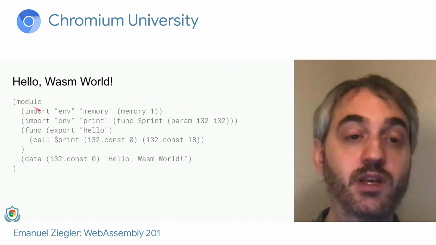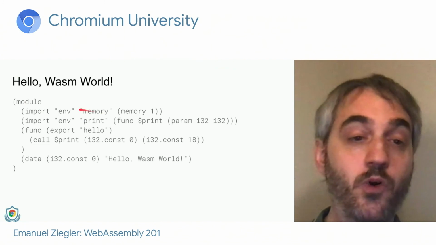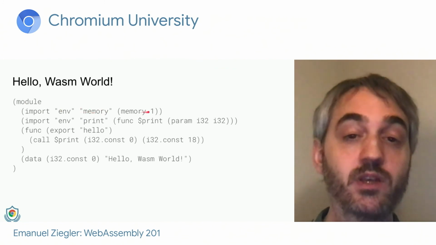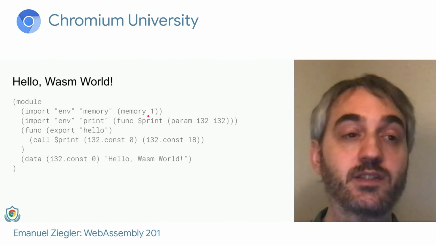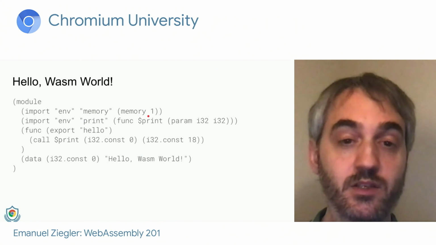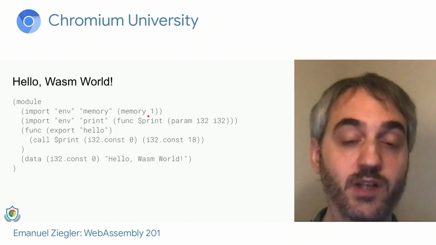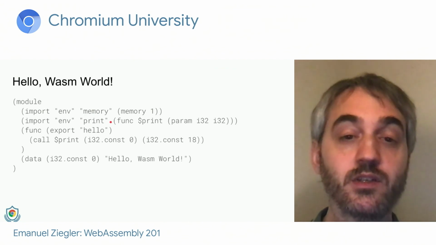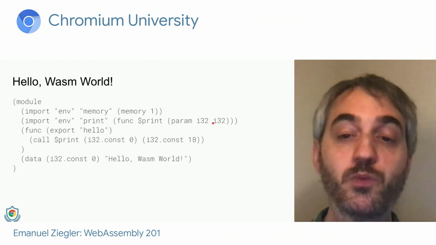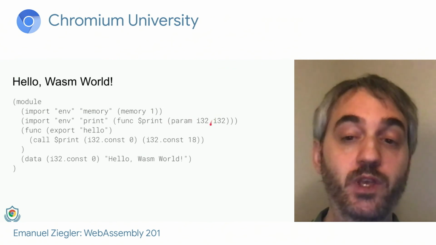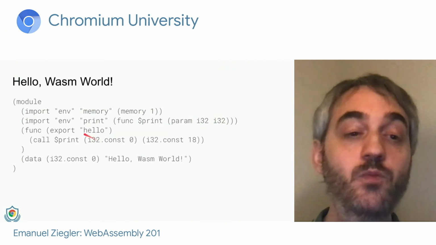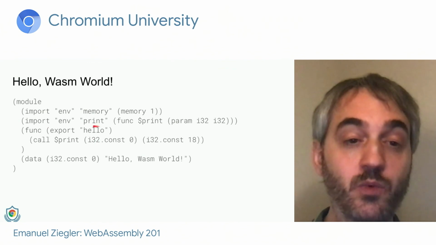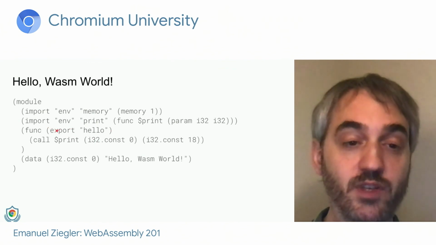So the module here is made up of imports in this case. We have the memory import, which is a wasm memory of size 1, where 1 is 1 page of 64 kilobytes. So this should be more than enough for us to work with. We also have to import another function called print from JavaScript, which will take 2 parameters, which are both integers. And then we define our own function, hello, which we will export to JavaScript.